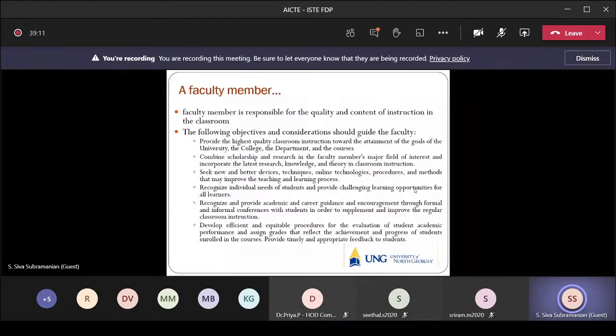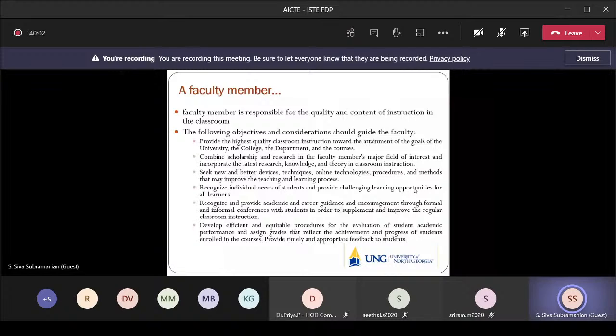Getting into the fourth point, it speaks about recognizing the individual needs of the students and providing challenging learning opportunities for all learners. Fifth point: recognize and provide academic and career guidance and encouragement through formal and informal conferences with students in order to supplement and improve the regular classroom instruction. Here, the key point is supplementing and improving the regular classroom instruction. And the last point goes like: develop efficient and equitable procedures for evaluation of student academic performance and assign grades that reflect the achievement and progress of students enrolled in the course. Provide timely and appropriate feedback to students.